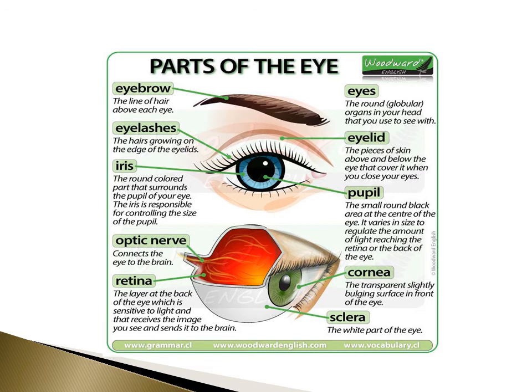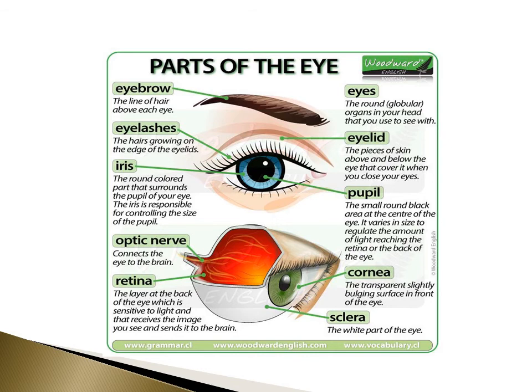So that's the eyebrow. We have the eyelashes, the hair growing on the edge of the eyelids. So the longer the eyelashes, the more beautiful for others. And then we also have the eyelid, the pieces of skin above and below the eye that cover it when you close your eyes. And then also of course we have the eyes, the round globular organs in your head that you use to see with. So again, that's the eyebrow, the eyelashes, and the eyelid.